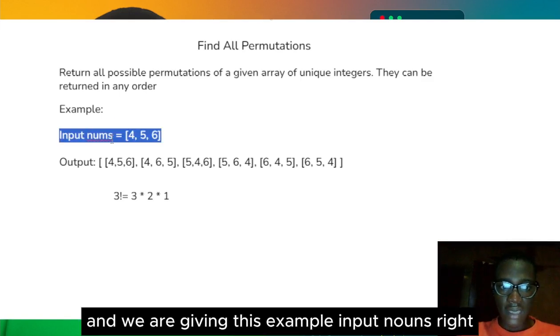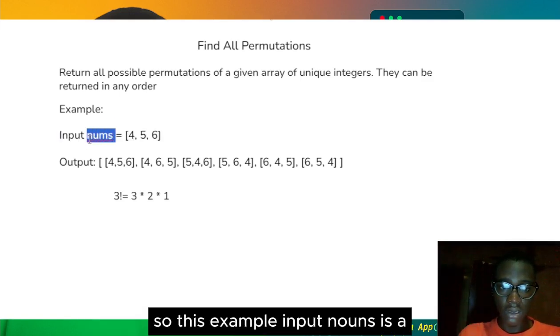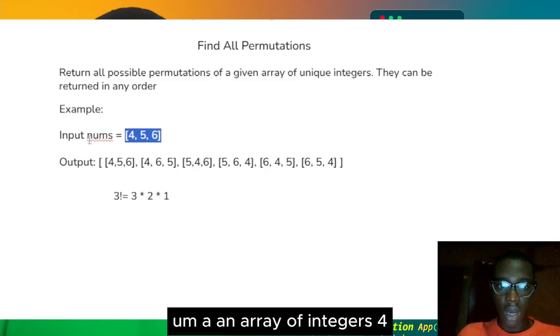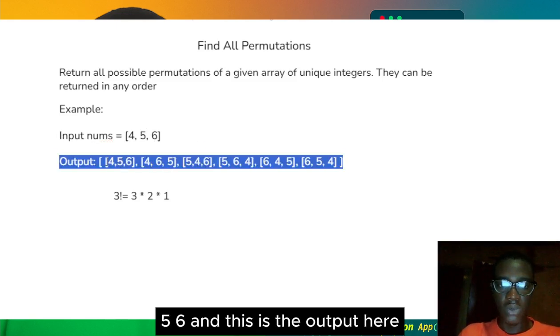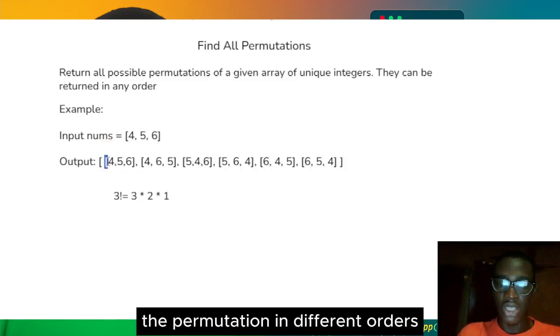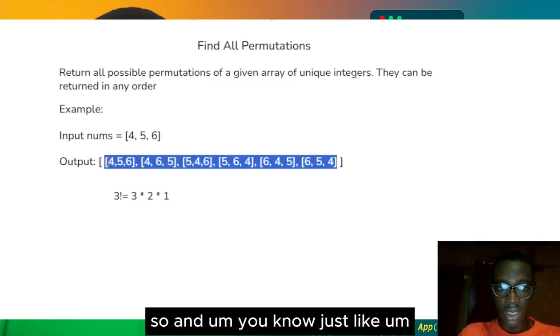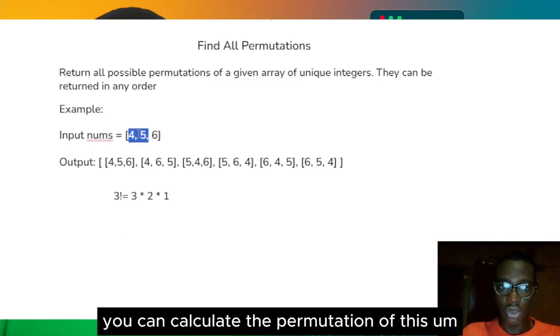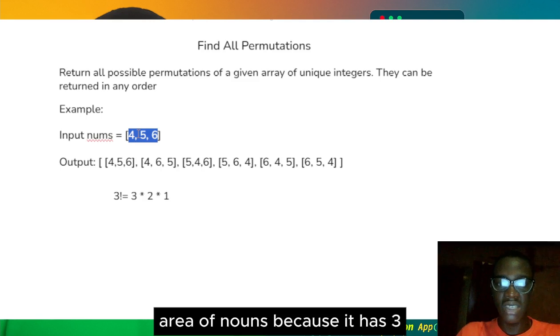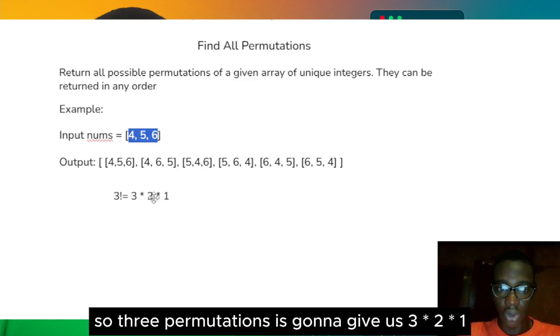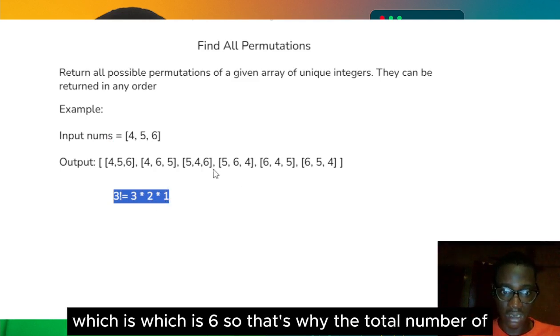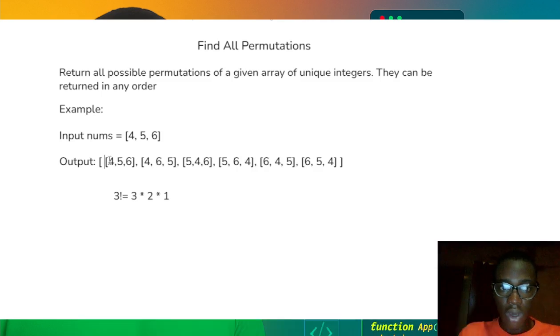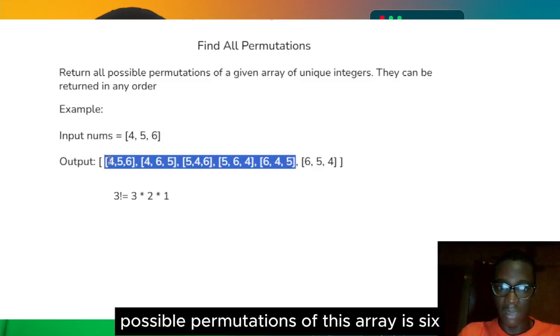And we are given this example input nums, which is an array of integers 4, 5, 6, and this is the output here, which is the permutations in different orders. Mathematically, you can calculate the number of permutations of this array because it has a length of 3. So 3 times 2 times 1 is 6. That's why the total number of possible permutations of this array is 6.